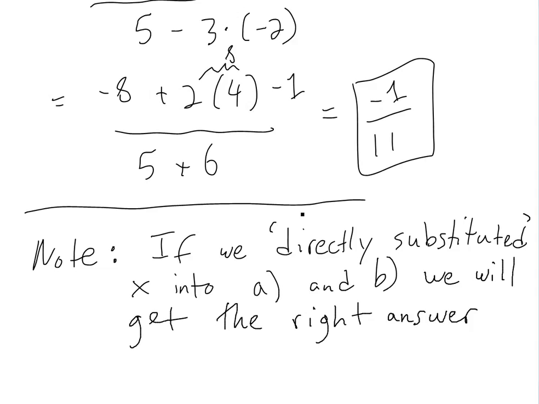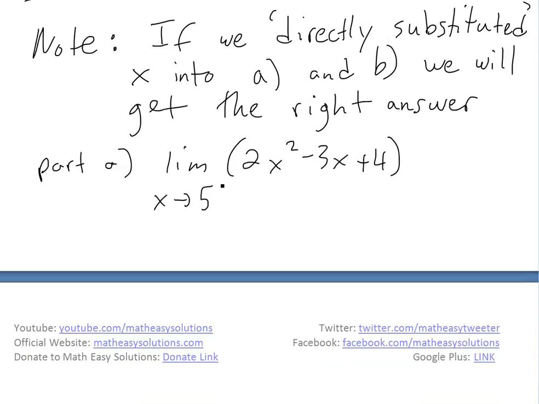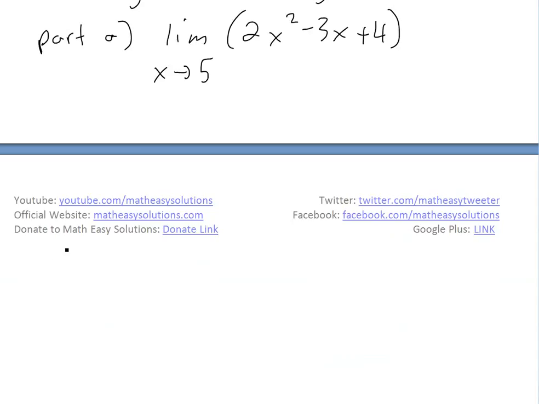This is our answer. So now I want to make a note on these two examples. Basically, if we directly substituted the x value into equations A and B, we will get the right answer. What I mean by this is, if you look at part A, we had this limit here. If we let this limit equal f of x, then f of x is equal to that function here.